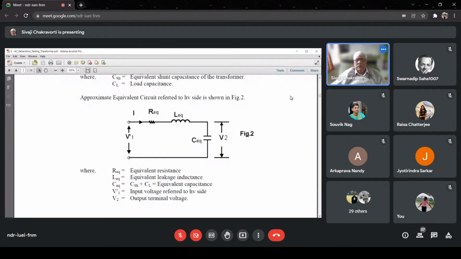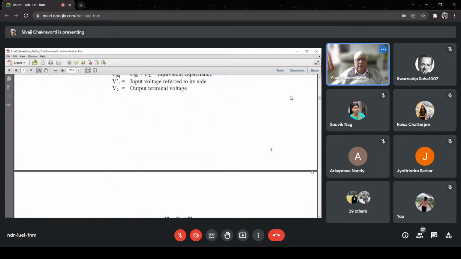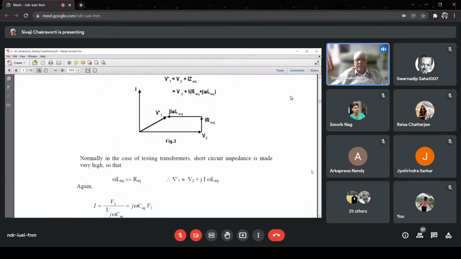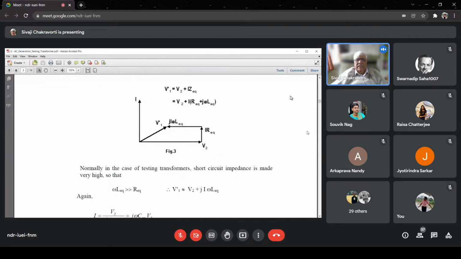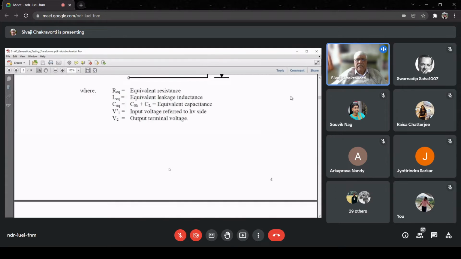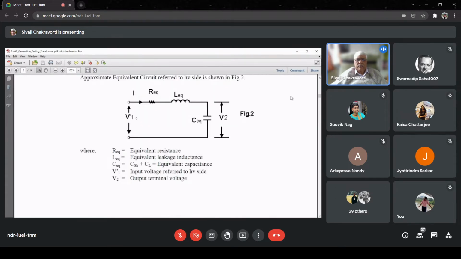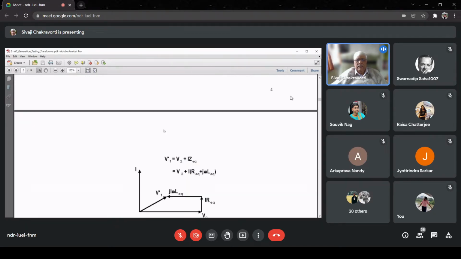So, let me show you therefore the phasor diagram, that here I am drawing the phasor diagram with V2 as reference. Then I'm drawing I 90-degree leading. And then in order to get V1 prime, I have to add I into the Z equivalent with V2. That means V2 plus I into REQ plus jI into XEQ will become V1 prime. So that's what is done here.